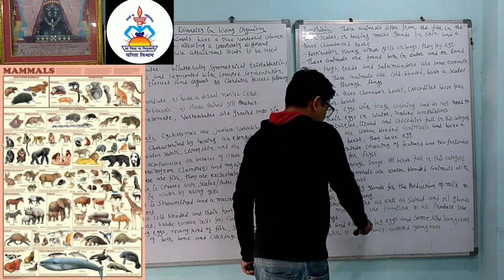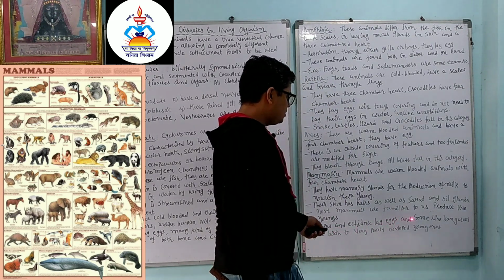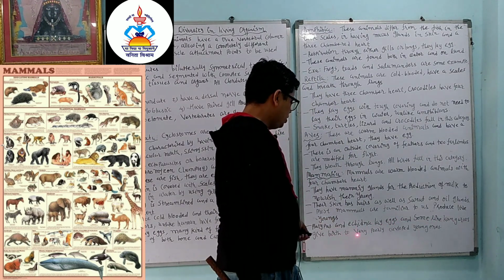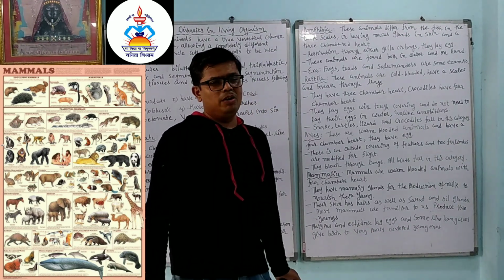Platypus and echidna lay eggs, so these are the exceptions. And some, like kangaroos, give birth to very poorly developed young ones.